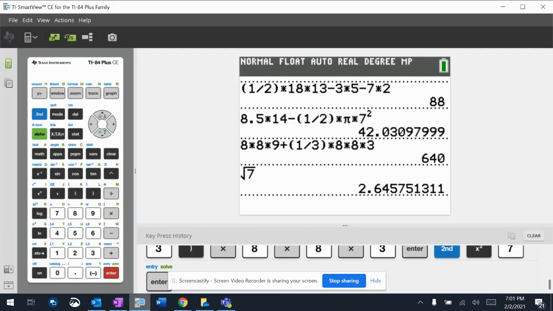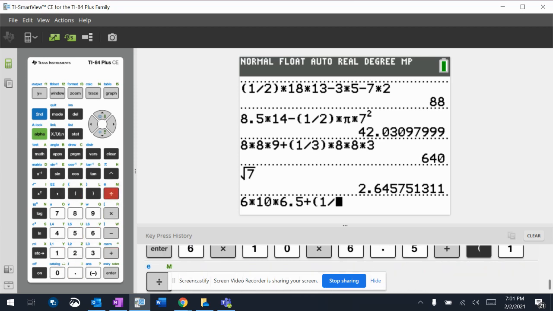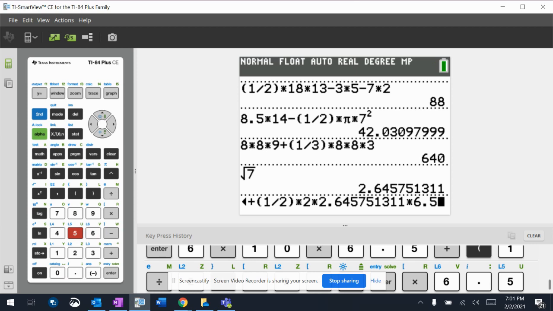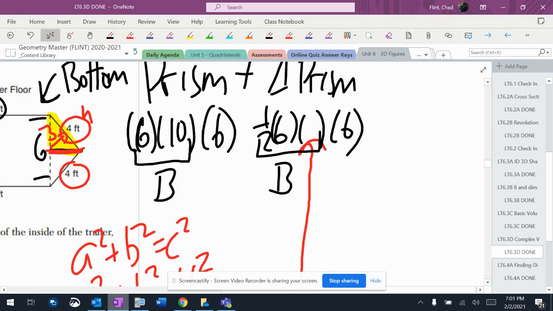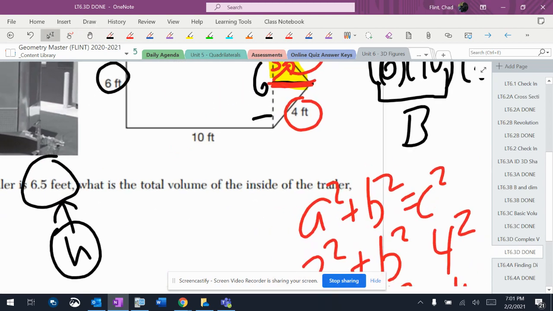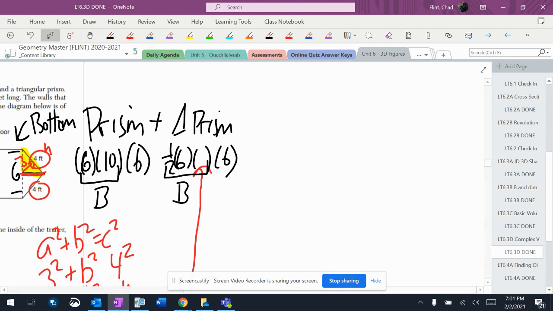So now I'm going to go to my calculator. 6 times 10 times 6.5 plus 1/2 times 6 times that decimal times 6.5. All right, so my trailer, and I did not do that. Hang on, is that 6.5? Yes, it is. I didn't write that correctly. These last 6's here should each be 6.5.